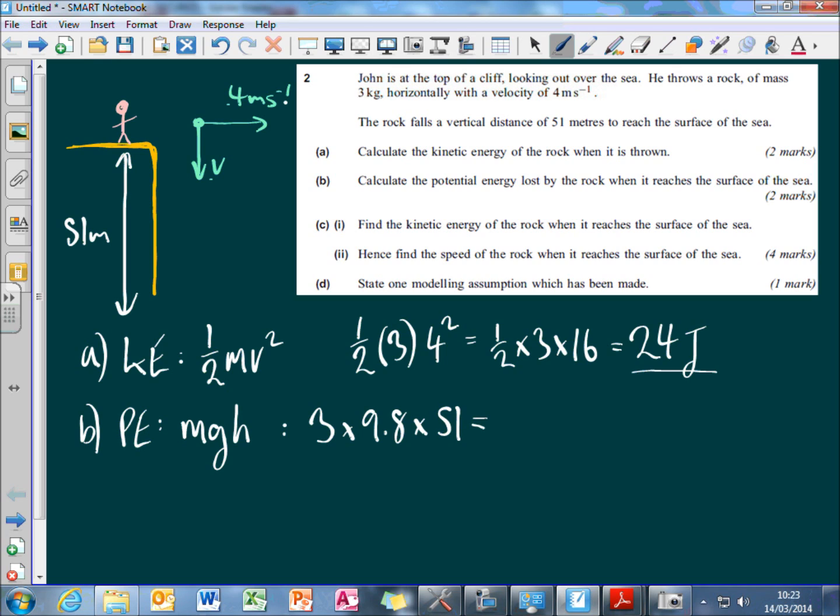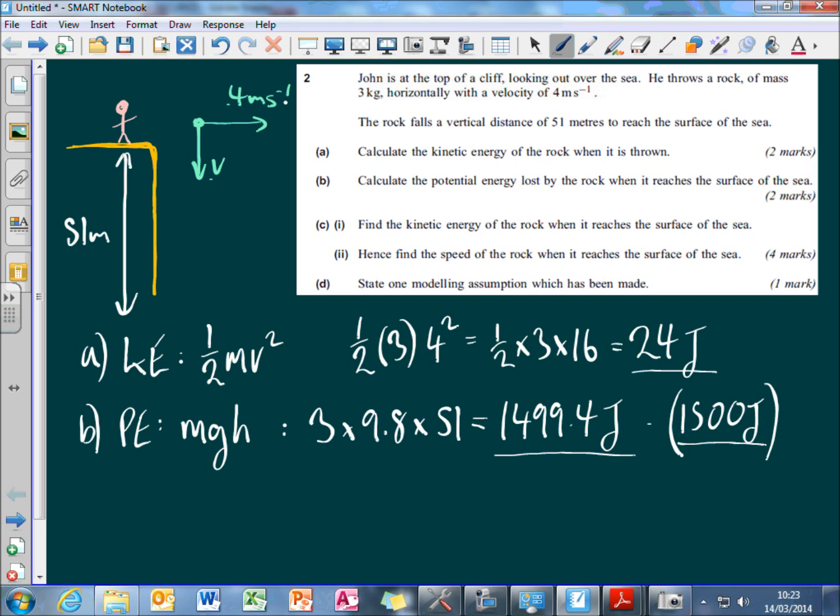I'm going to have to use my calculator, I think. So let's do that. 3 times 9.8 times 51. You got what? 1,499.4 joules. Okay. 1,500 we'll keep there. That's pretty much what it is there. Okay, you happy with that then?